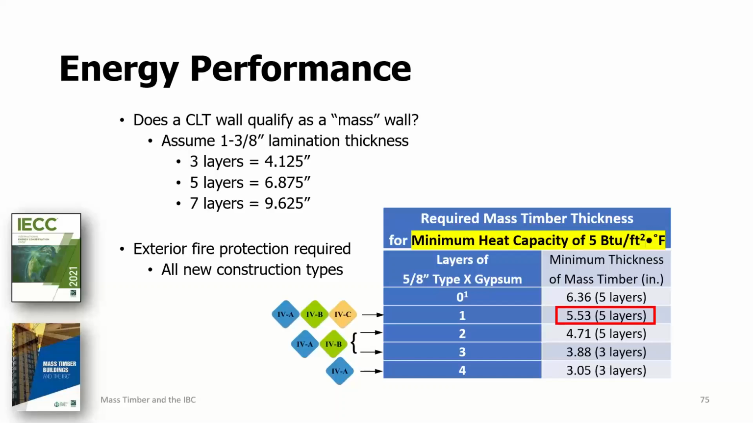The same thing is whether you have layers of gypsum or other insulation, things like that can also have an impact. So this table down here in the bottom right is showing that if you have additional layers of gypsum, then these are the minimum thickness you would need to reach that 5 BTU threshold. Now, this isn't including any other components that might be on there, like cladding or whatever it may be, but you'll see that generally speaking, you need to be in that 5 layers in order to be considered a mass wall. Next slide.